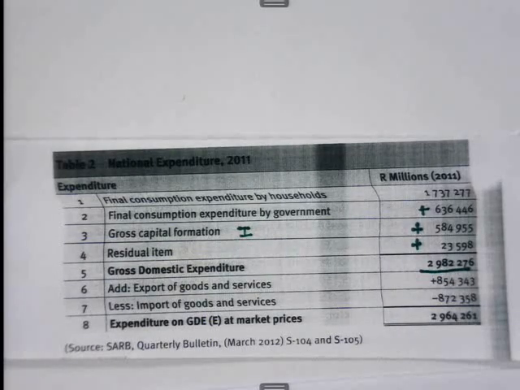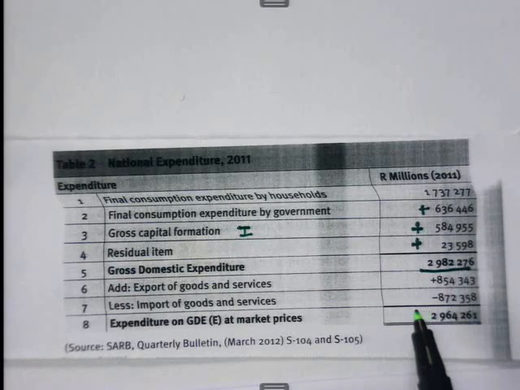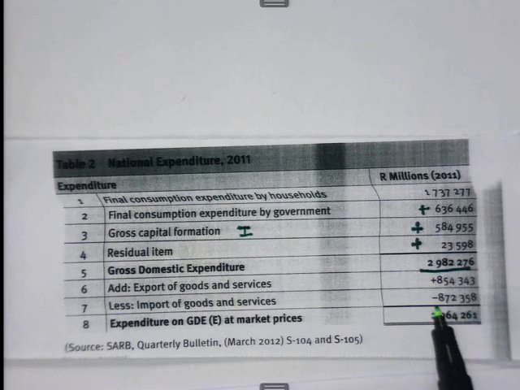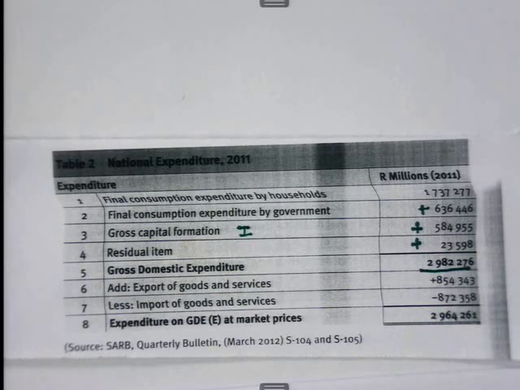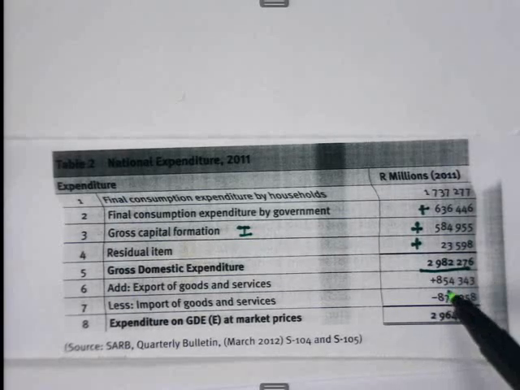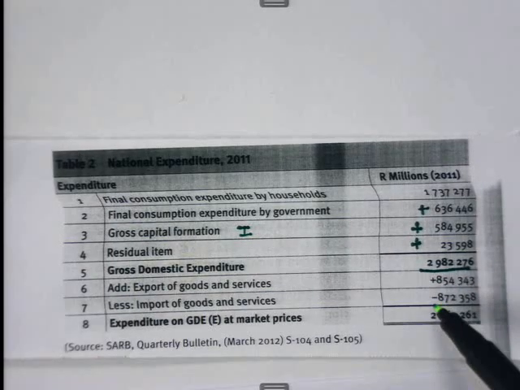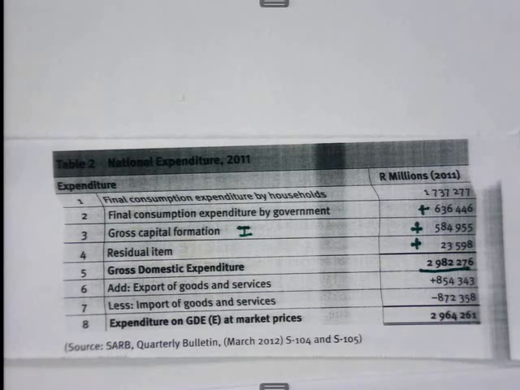So money that is taken out to foreign countries or that is paid to foreign countries is always minused. We say less that amount. And that is going to give us the expenditure on goods at market price. So if you add the exports and you subtract the imports, then you are going to get the value at market price.